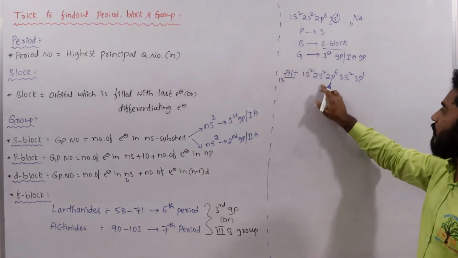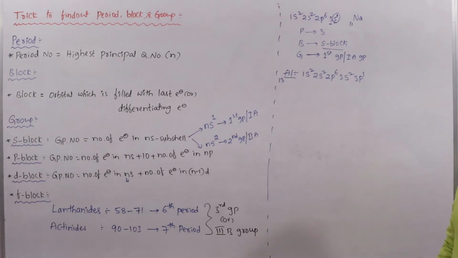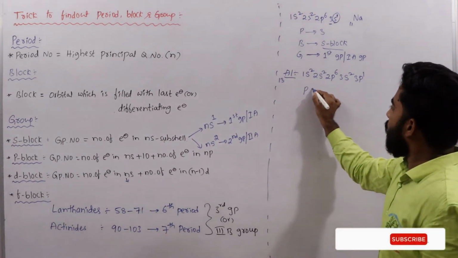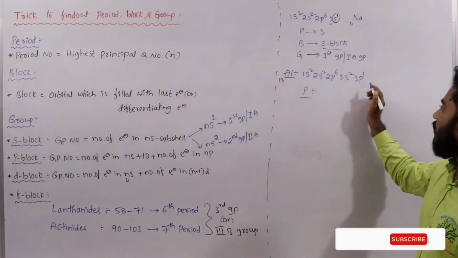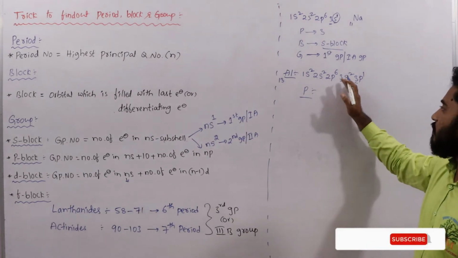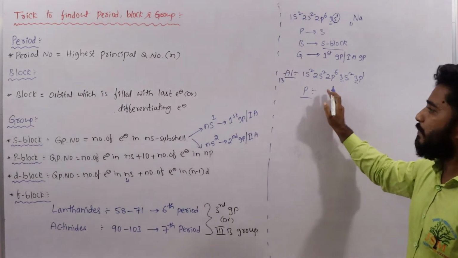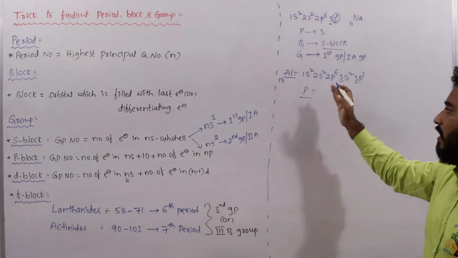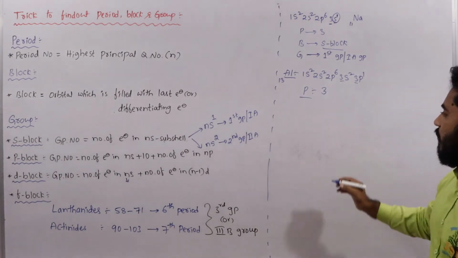1s2, 2s2, 2p6, 3s2, 3p1. So here, which period does it belong to? What is the highest principal quantum number? 3, the last shell is the third shell, which means the principal quantum number here is 3. So the highest principal quantum number is nothing but the period. That's why it belongs to the third period.